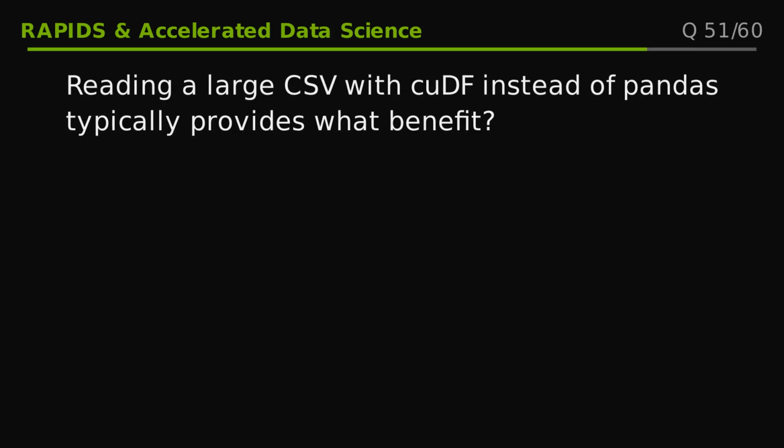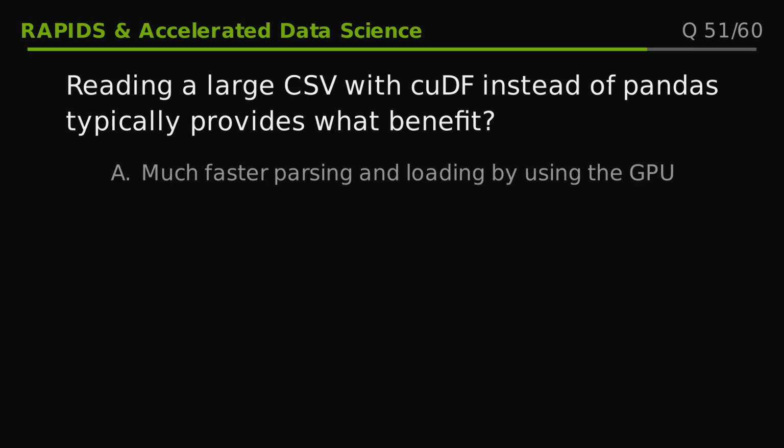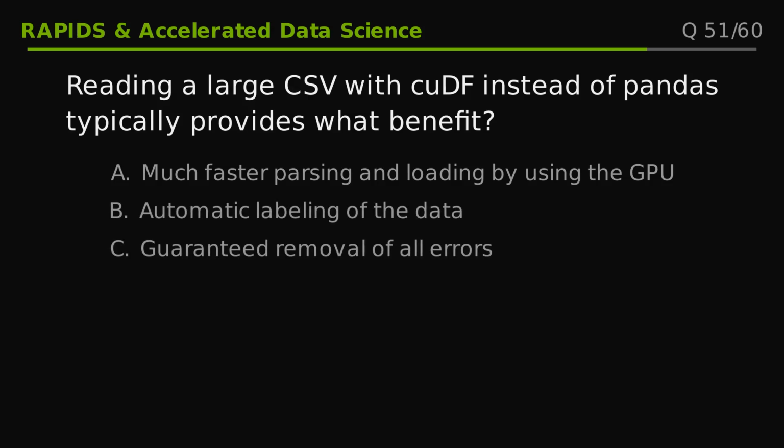Question 51. Loading a large file with a faster library instead of pandas typically provides what benefit? Option A, much faster parsing and loading by using the library. Option B, automatic labeling of the data. Option C, guaranteed removal of all errors. Option D, conversion of text to speech.